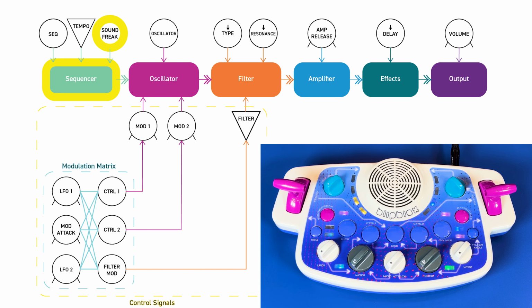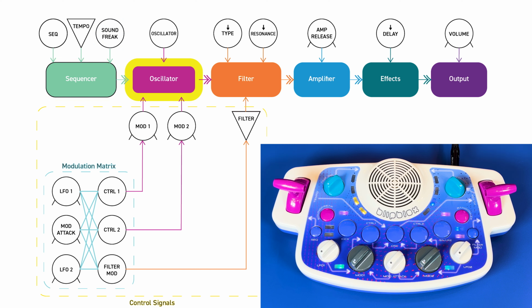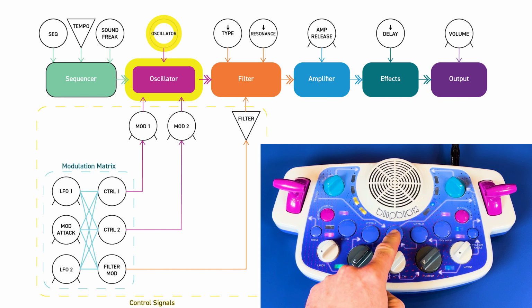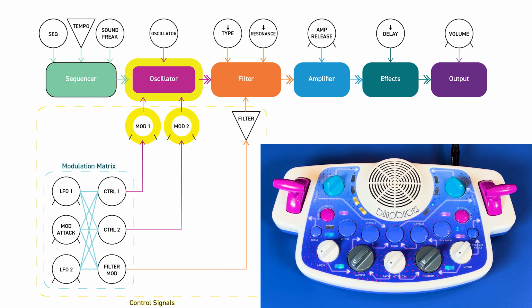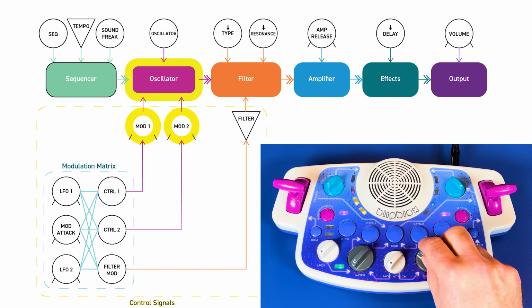From the sequencer, the notes go into the oscillator. The oscillator is primarily what's responsible for generating the sound. As you can see, it has 3 main controls. It has the oscillator select, which controls which type of oscillator you're using. And it has the 2 modulation inputs. The modulation inputs basically control how the sound is going to be changed by the modulators.